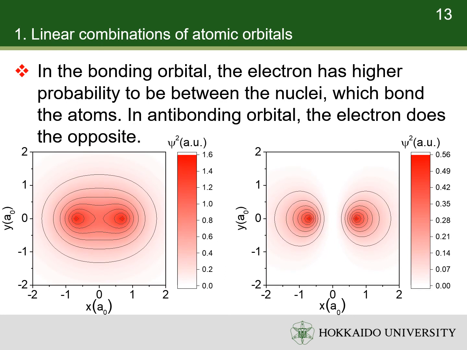The probability density distributions of the electron are shown in the figures below. In the bonding orbital, the electron has a higher probability to be between the 2 nuclei. It attracts the nuclei towards the center. With a proper distance between the nuclei, the attraction balances the repulsion between the 2 nuclei, and the system is stabilized. In the antibonding orbital, the electron has a higher probability to be at both sides of the nuclei. It attracts the nuclei towards the 2 sides, in addition to the repulsion between the 2 nuclei. The nuclei are dragged away from each other, and the system is destabilized.